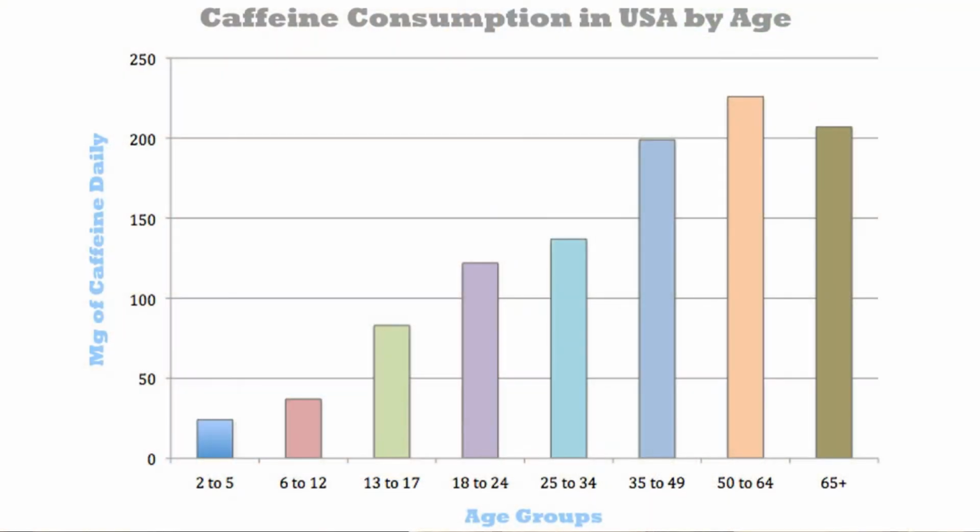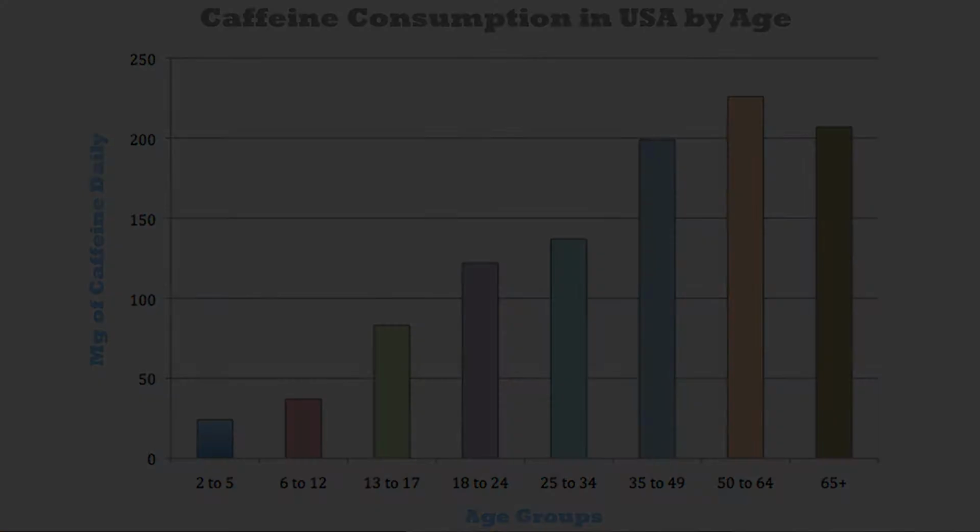Here's a little graph showing just how much caffeine people consume. It's very bad for kids to have it. As people get older, they consume more and more and more. There might be, in a can of soda, Diet Coke, say, about 45 milligrams of caffeine. So you see here someone in the 18 to 24 range is having about 125 milligrams per day.